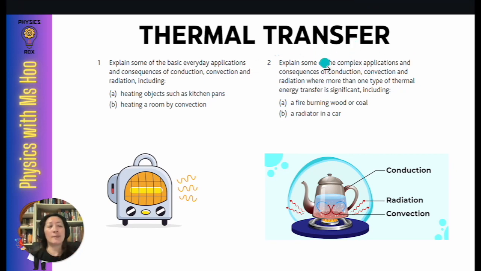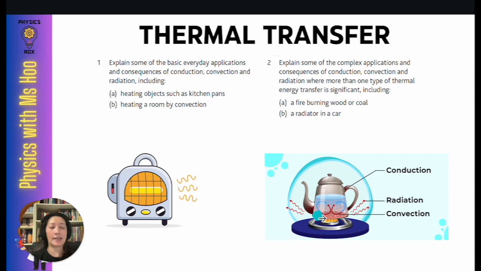You also need to explain some of the complex applications and consequences of conduction, convection, and radiation, where more than one type of thermal energy transfer is significant, including fire burning wood or coal, or a radiator in a car. So that means in this case, the question they give you could be a situation where there's more than one type of thermal transfer, and you need to identify what's happening and which is which. So for example here, this is neither fire or a car, but this diagram also shows us all three.